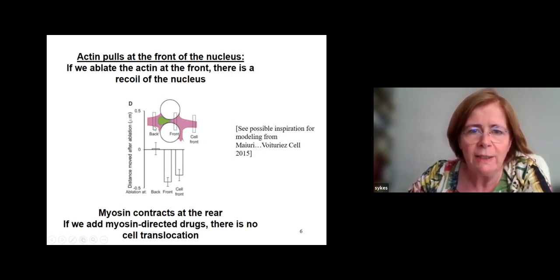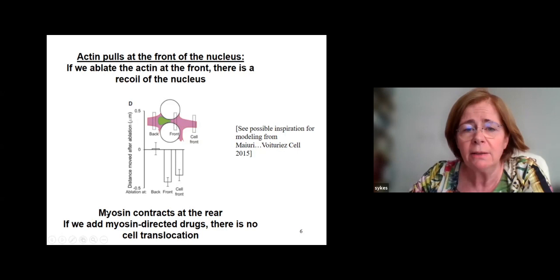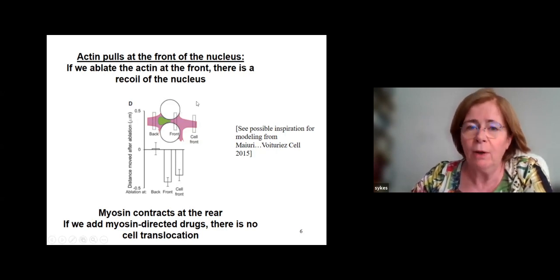So here you have the recoil of the cell. What happens is that if we cut at the back, there is no movement of the cell. The cell will continue to go, or at least it will not go back. If we cut here at the front, we have a recoil: the whole nucleus will go backwards. If we cut at the cell front, we still have a recoil here. So in fact, myosin contracts at the rear, but we see no effect when the nucleus is engaged here in the constriction.